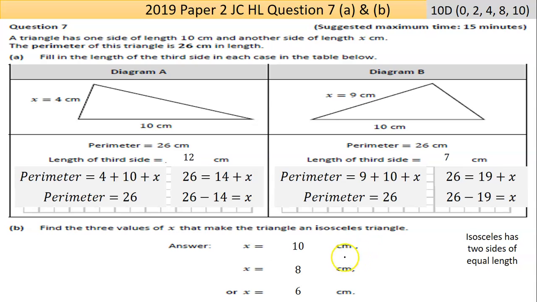That makes sense. I had to pause it there because I was having an absolute brain freeze. Of these three values, two of them would be the same because isosceles has two sides of equal length, and they always have to add to 26. So it could be 10, 10 and 6, or it could be 10, 8 and 8. So the three values that x could be to make it isosceles would be 10, 8, and 6. Again, I paused it for a strangely long time.